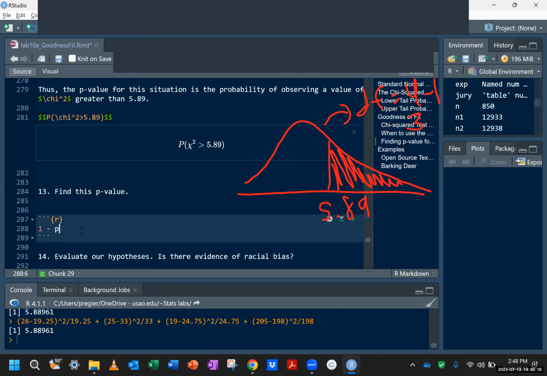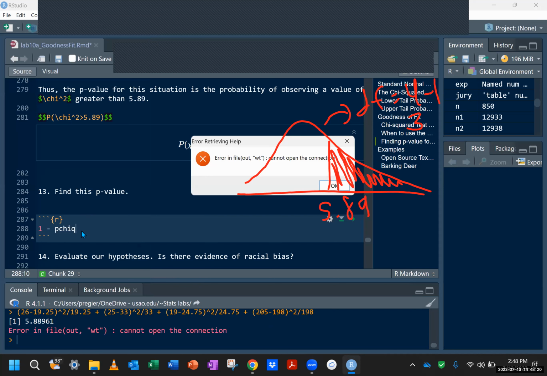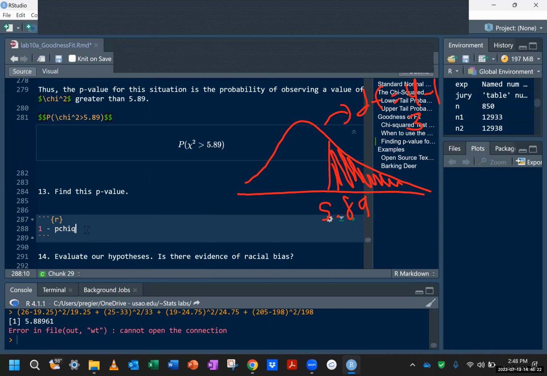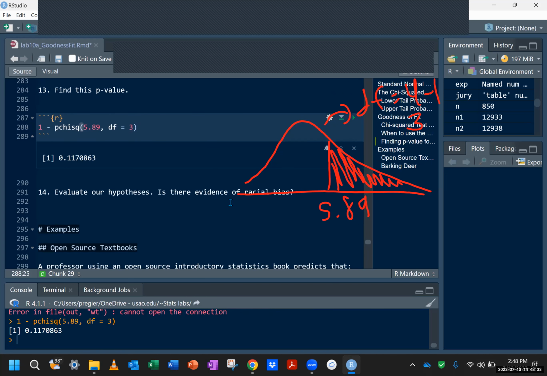1 minus p chi-squared. Oh, I don't know why it's doing that. Chi-squared of 5.89 is what we observed. The degrees of freedom was the number of categories minus 1. So there we go. We got a p-value of 0.117, which is greater than our usual cutoff of 0.05.